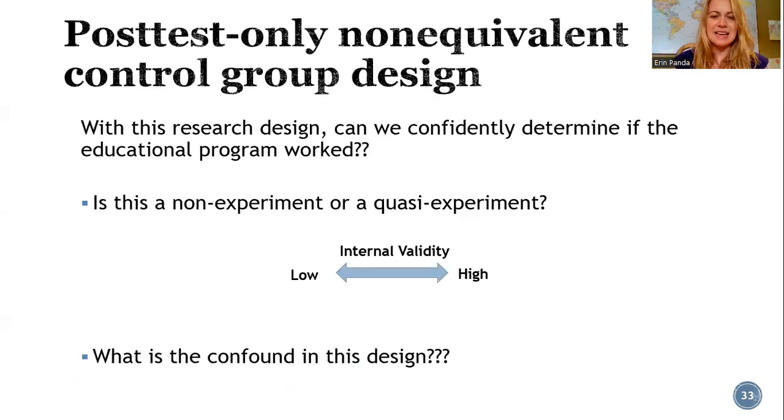So what kind of design is this? Is it a non-experiment or a quasi-experiment? Can we be confident that any difference between groups is really due to the treatment?